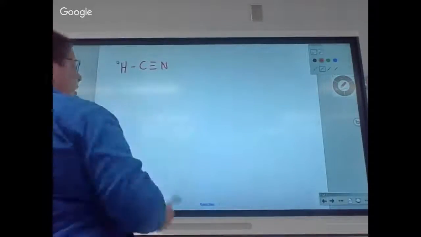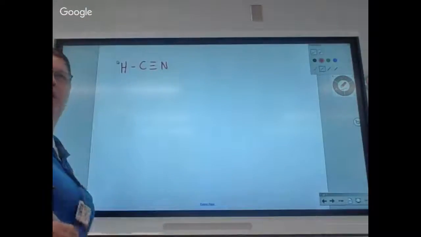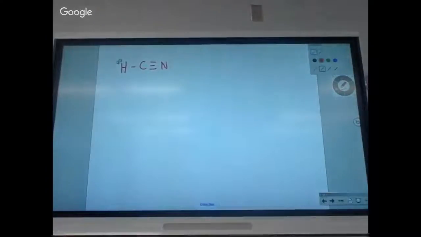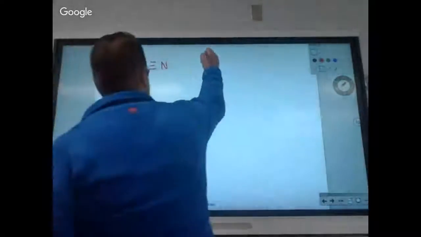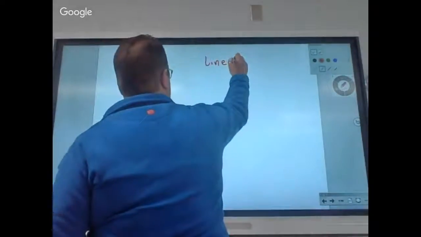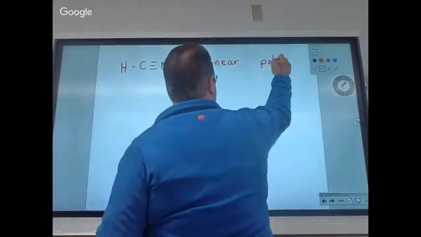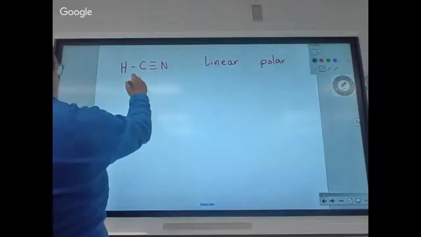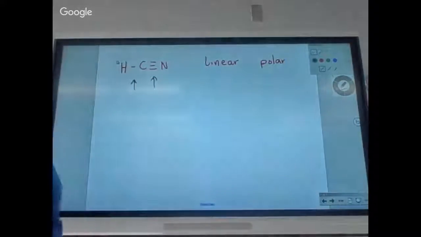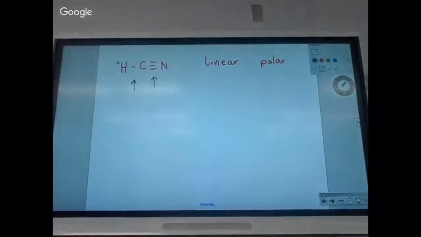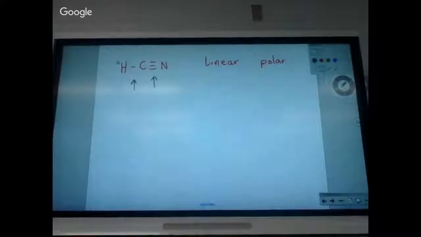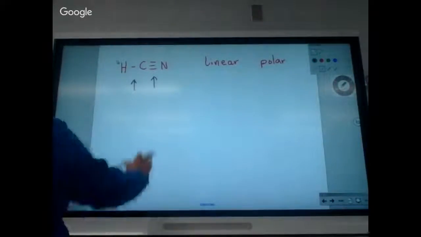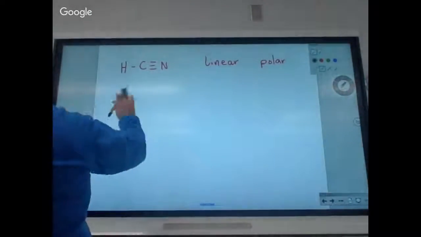Now, it does not have to be in a line. It can be in an L shape. You need a triple bond with 2 dots on the end. The geometry will be linear, and it will be polar. It will be polar because when you look at this bond and this bond right there, they're different. As soon as you can tell me those 2 bonds are different, that tells you it's polar, okay?